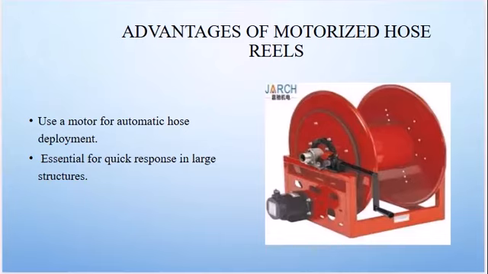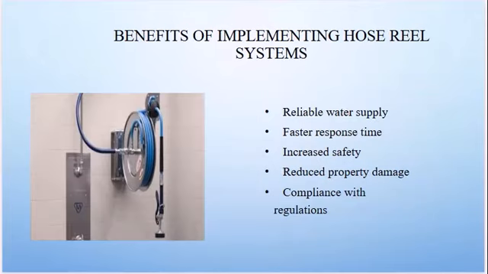Motorized hose reels utilize a motor for automatic hose deployment, crucial for quick response in large structures. Understanding their specifications enhances overall system reliability. Regular checks ensure that motorized reels operate correctly. Training personnel on motorized reel operation supports effective fire management. Effective use of motorized reels enhances safety during emergencies. Benefits of implementing hose reel systems.